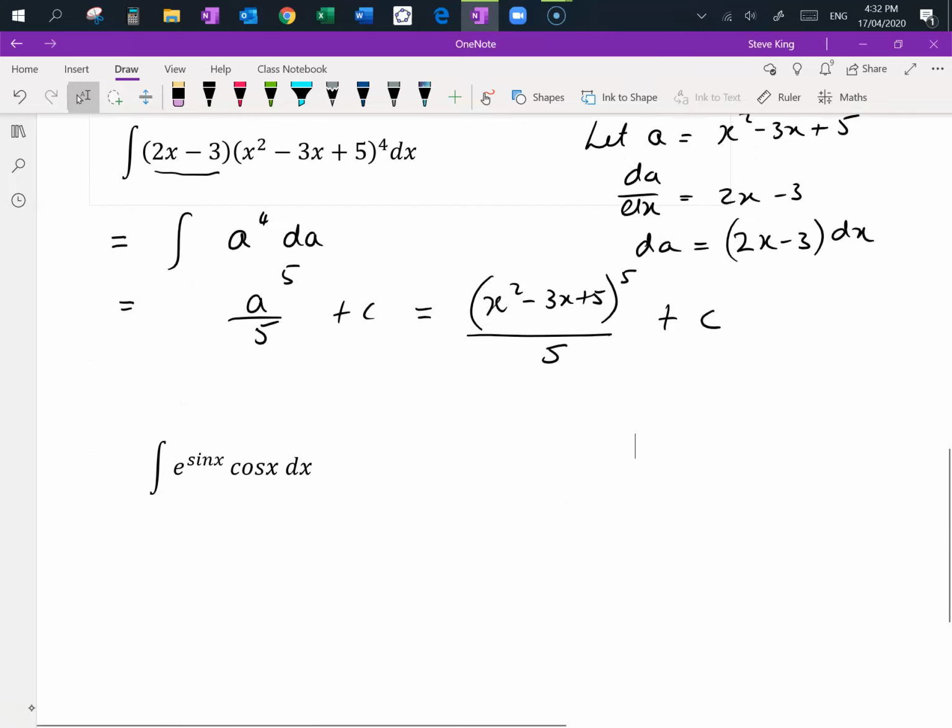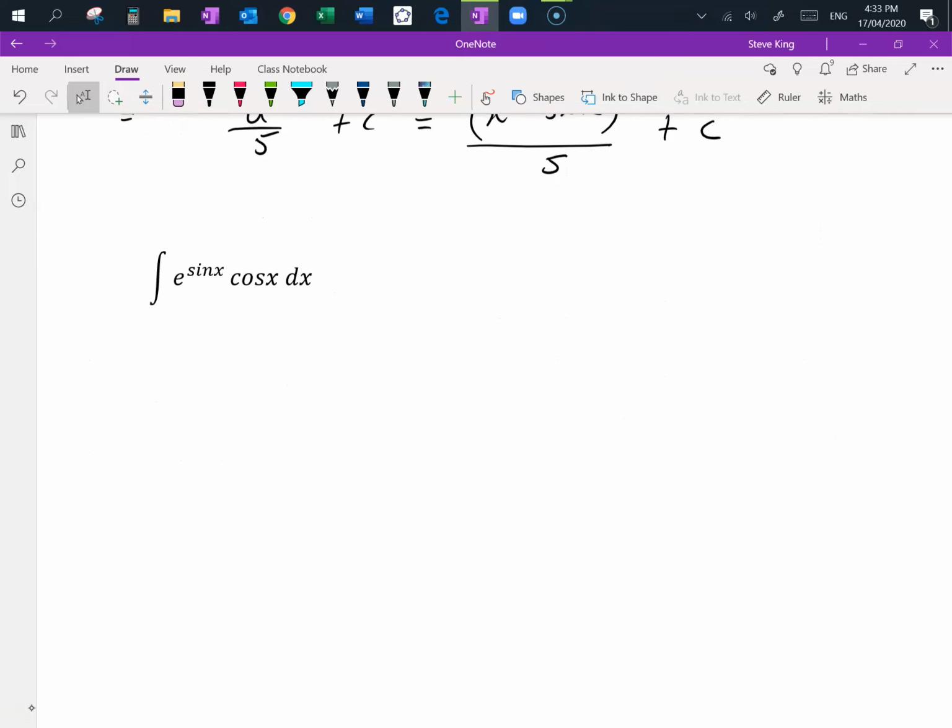Right, so now going to our last example. This is the integral of e to the sine x cos x dx. Well, hopefully by now you'll know and understand and recognize that sine and cos are related to one another. One's the derivative of the other. So I'm going to start off and say let sine x equal, I don't know, some variable, let's call it t. So dt dx is going to be cos x. And so dt is going to be cos x dx.